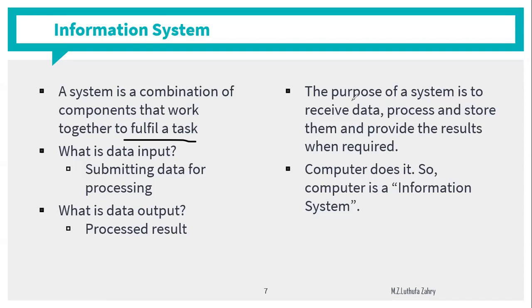So the purpose of the system is to receive data, process and store them. Just look at a computer: if you input data, inputting data means submitting data for processing. Then it gets processed, and the processed results will be the output. So the purpose of a system is to receive data, process and store it, and retrieve it, like give it when it's required. The computer does all this, so a computer is called an information system. The purpose of an information system is to receive data, process and store them, and provide the results when required. Okay, so now write it.